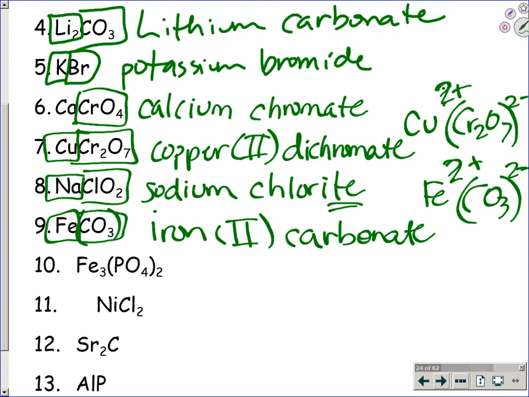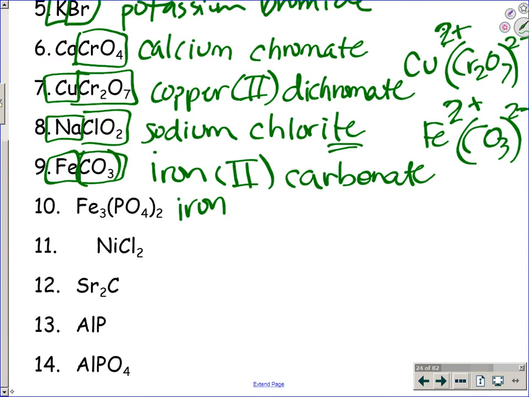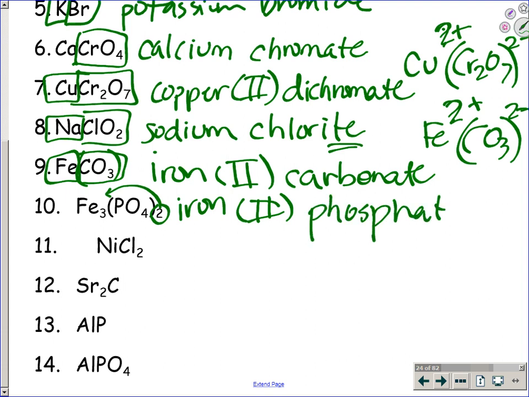All right, raise your hand. Tell me with number 10. What's that name? Get me started. Iron(II). How do you know 2? Outside of this guy, right? So that 2 really belongs to iron. So that's iron(II), what? Phosphate. And that 3 came from who? Phosphate's charge. Right, so I'm uncrisscrossing to verify the charges are right.